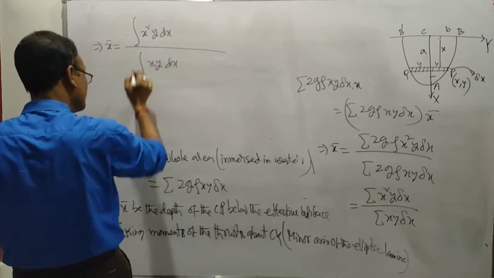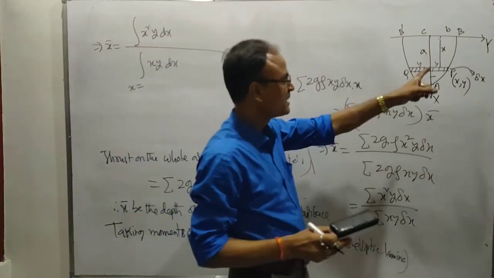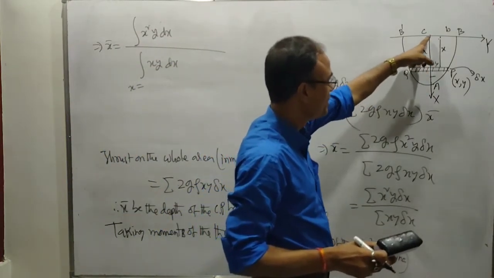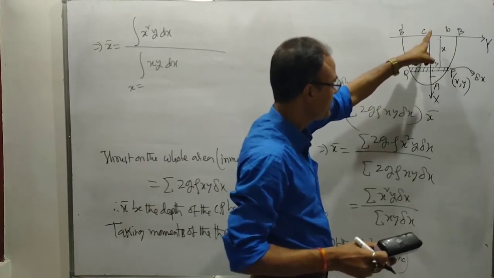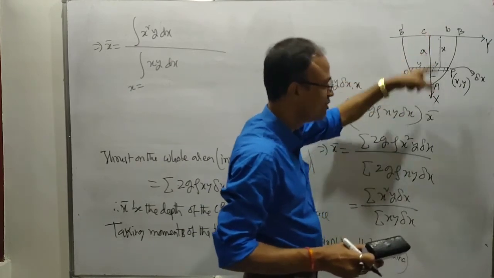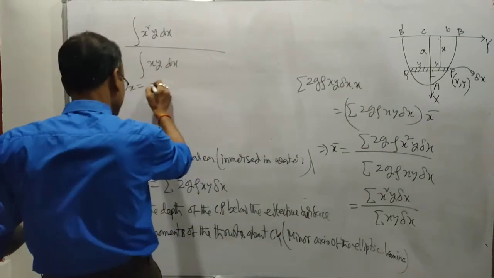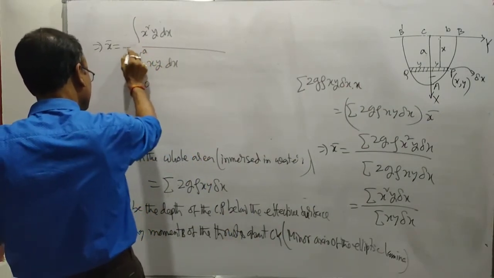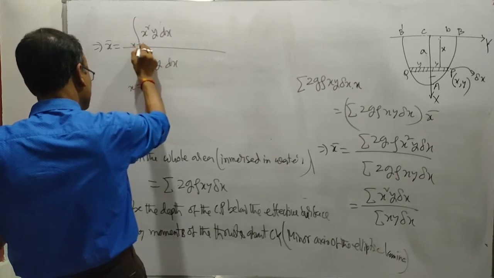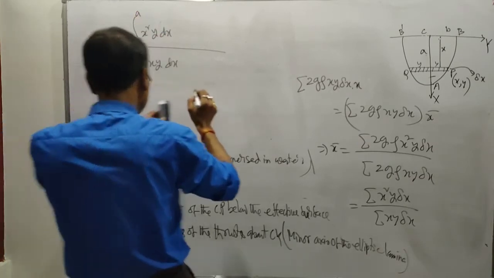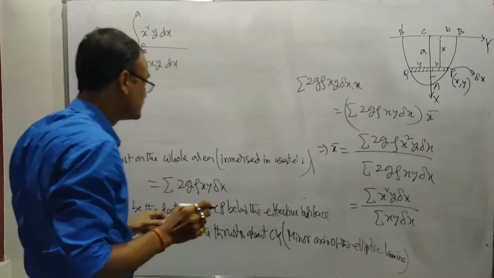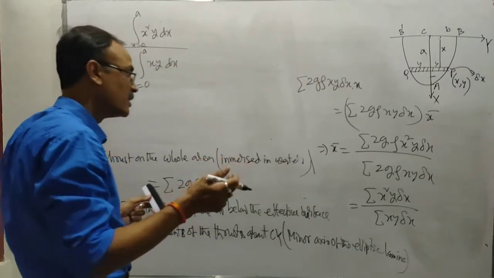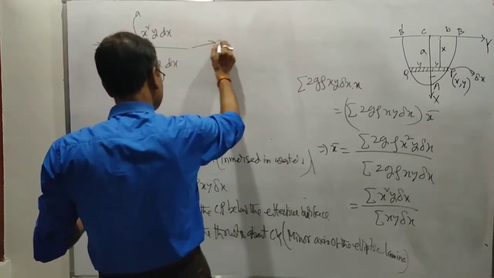What is the value of x? Minimum value, x may vary from 0 to a. X is equal to 0 to a.